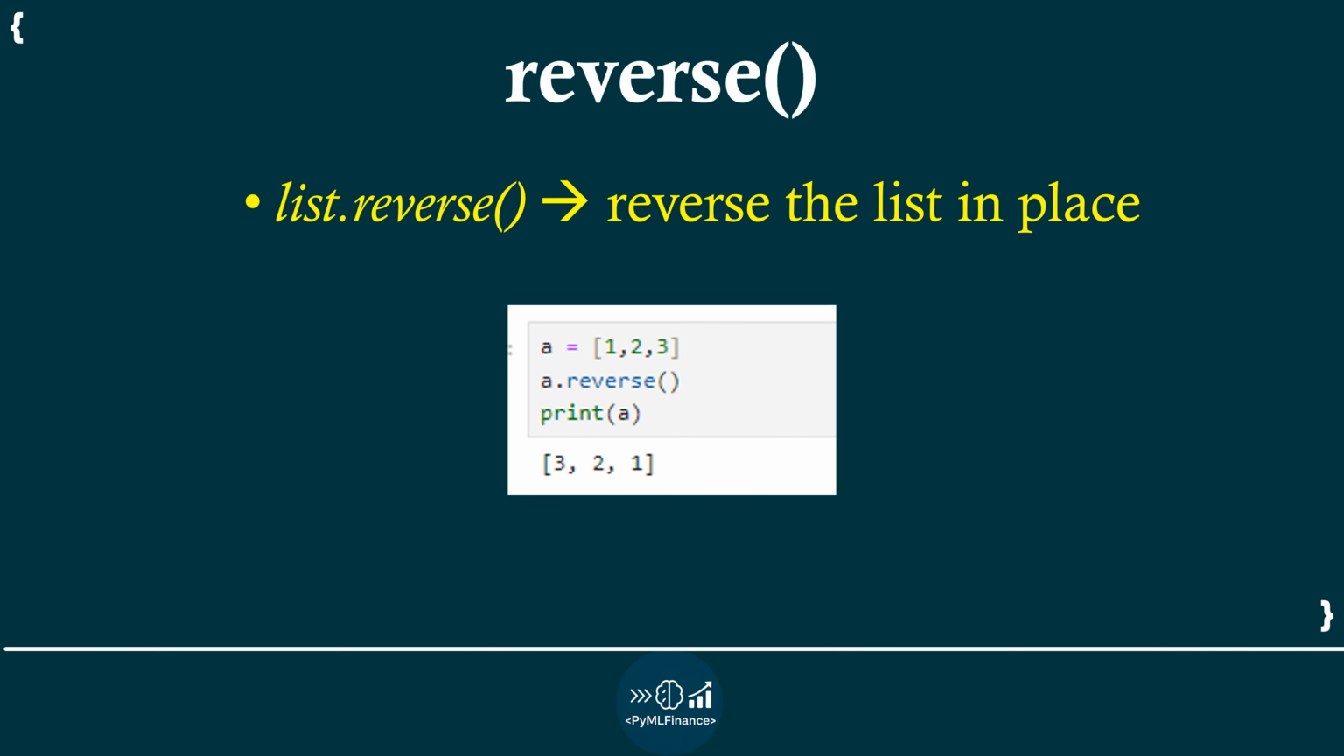Reverse is also a built-in method of list that is used to reverse the items of the list. So you have a list 1, 2, 3, and if you want to just reverse the order, you simply say a.reverse(), and this will reverse the items of the list.